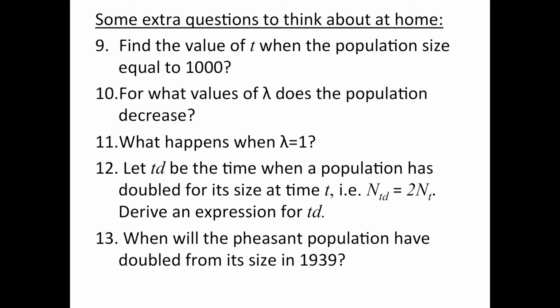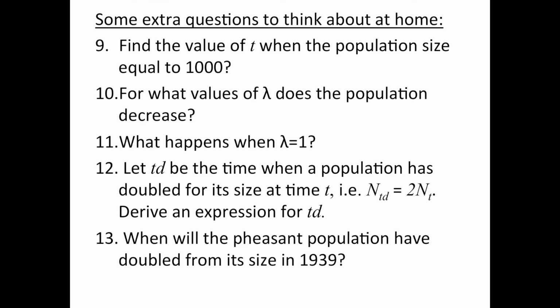These are some questions that might show up on the final exam or could show up on homework, and I think these are good things to think about to see if you can actually answer these questions. They involve manipulating the formula a little bit. So find the value of time when the population size is equal to 1,000. For what values of the finite growth rate, lambda, does the population decrease? What happens when lambda equals 1?